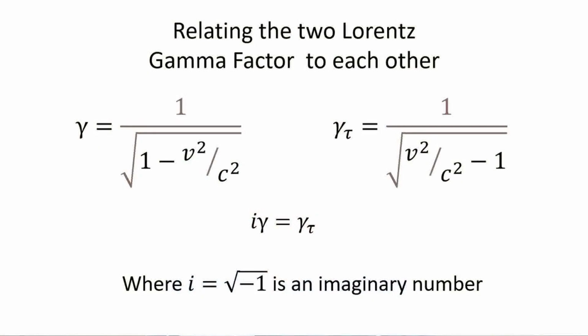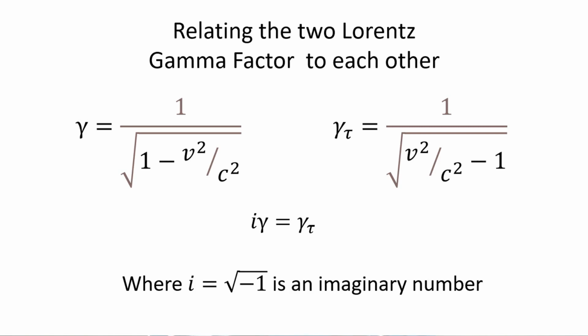So here in this slide, you can see that on the left side we have the Lorentz factor that Einstein developed, and on the right we have a similar factor called the tachyon Lorentz factor. And basically the only difference is that the ratio of velocity to the speed of light have switched.